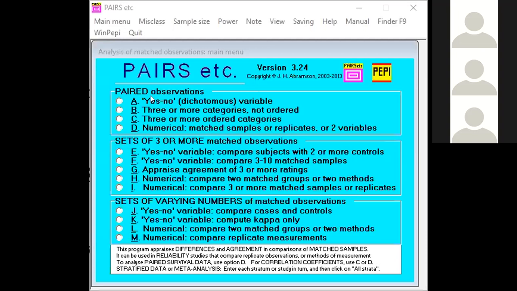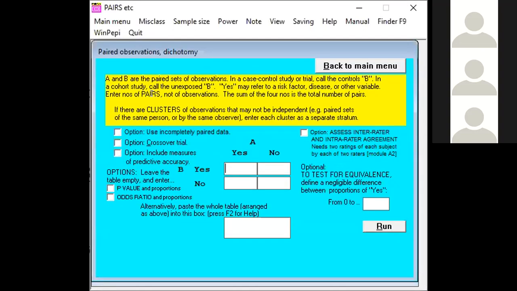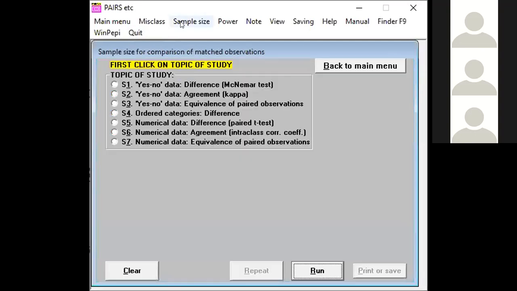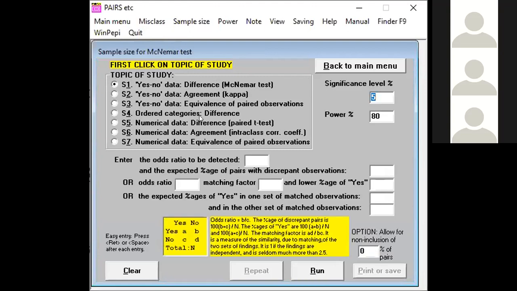Paired observation, you now go to sample size. You will see the first one, McNemar. When you say McNemar, you know that it's proportion. When you say paired t, it is mean. Can you see now? This one is talking of mean, and this one is talking of proportion. Just like what you do, the odds ratio to be detected.